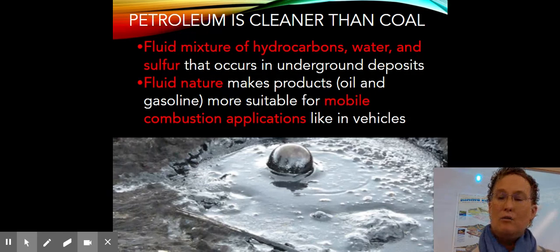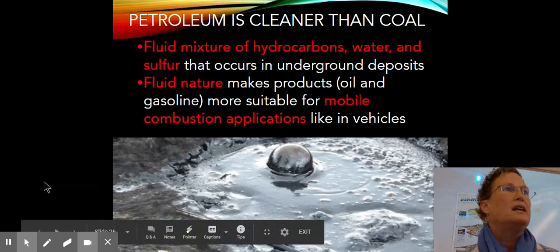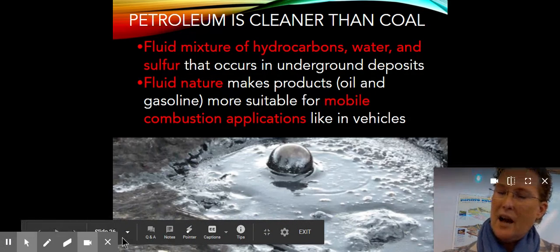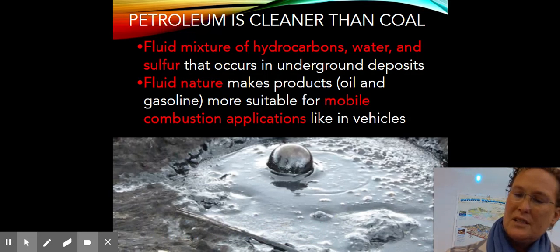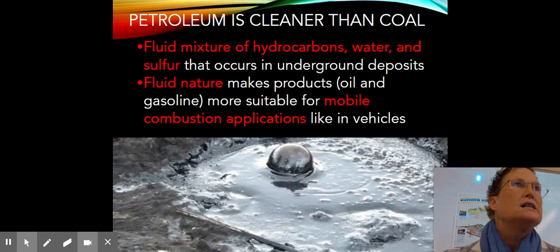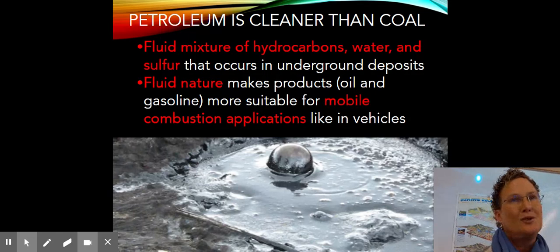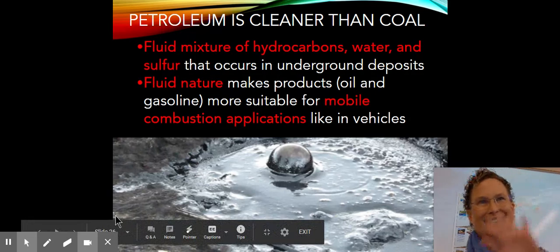Okay, so now we're at petroleum, and let me pause for just a minute and see where we are. Okay, so I think I'm going to stop there for this one. So this will be 6.5 coal. And then the next one's going to be 6.5 petroleum. And I'll let you guys know that one when I get to it. See ya.